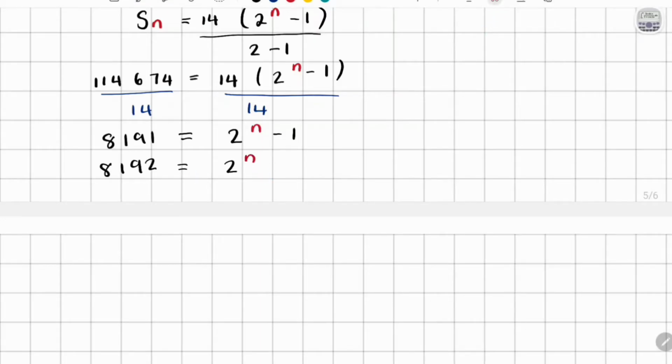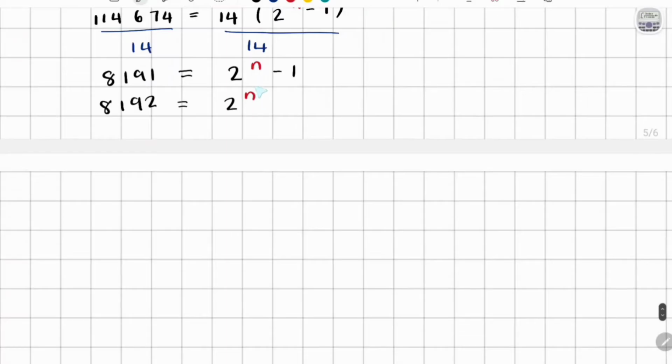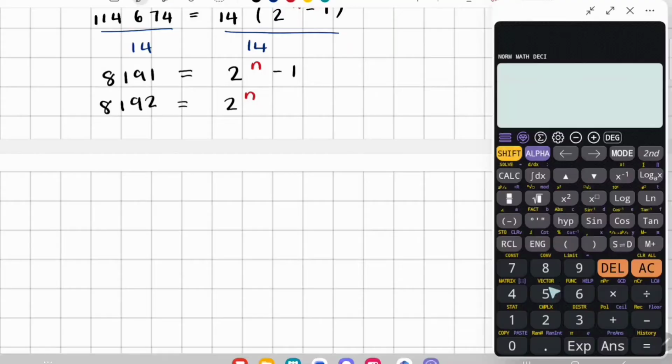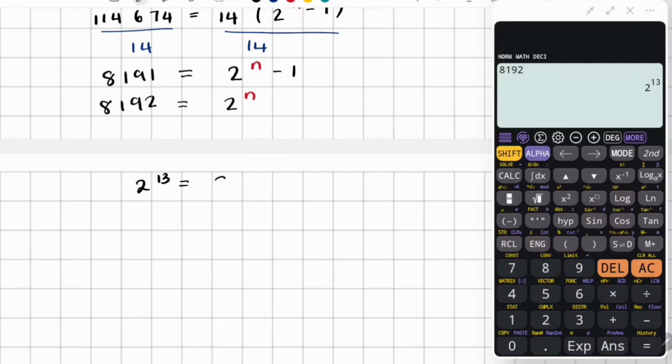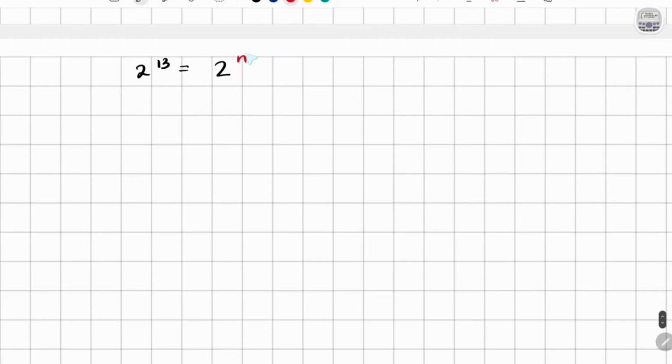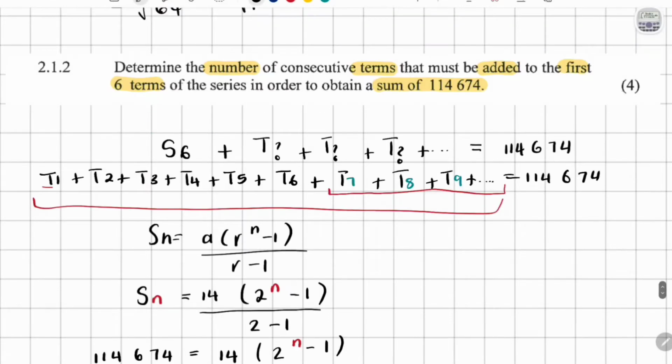We have a nice exponential equation. We know it's exponential because the variable is on the exponent. So we just need to make the bases the same. 8,192 is equal to 2 to the power of 13. So 2 to the power of 13 is equal to 2 to the power of n, and now we can solve for n. Therefore, n is actually equal to 13. So now we finally know how many terms exactly are added in total.